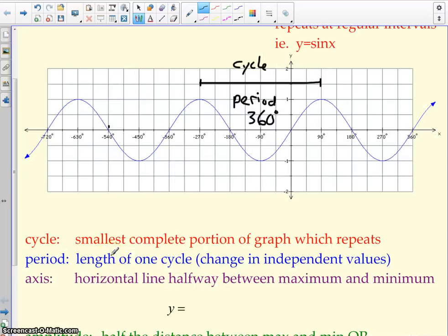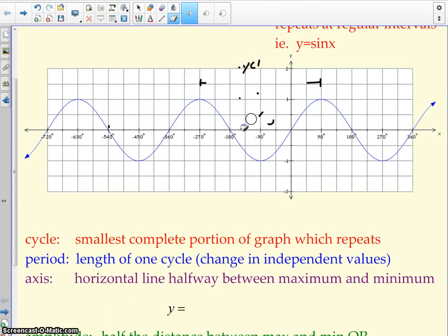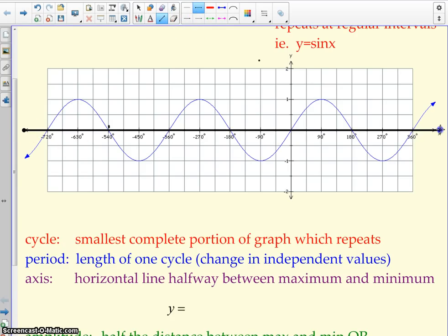Okay, some other terms. In terms of the axis here, the axis is the horizontal line that is halfway between the maximum and the minimum. So on this graph right here, if your highest value is at 1, your lowest value is at negative 1, again looking at the y values here, the axis would be halfway in between. So if I were to draw that in on here, it would occur right on the x-axis. So this would be the equation of your axis here, and in this case the equation would be y equals 0.